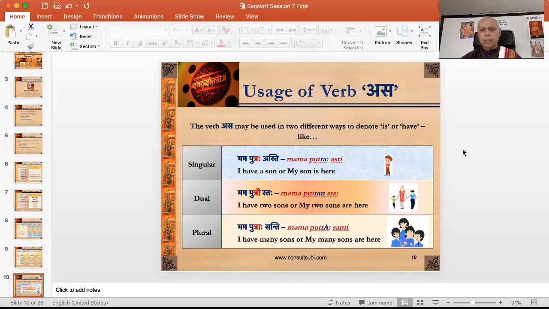Mama putrau staha. When it comes to plural, putraha. Mama putraha santi. I told you anti, right? When you say santi, it means plural automatically. Mama putraha santi. I have many sons, more than two. So simple usage of verb. Putraha asti, putrau staha, putraha santi. So you get it. Very simple usage.